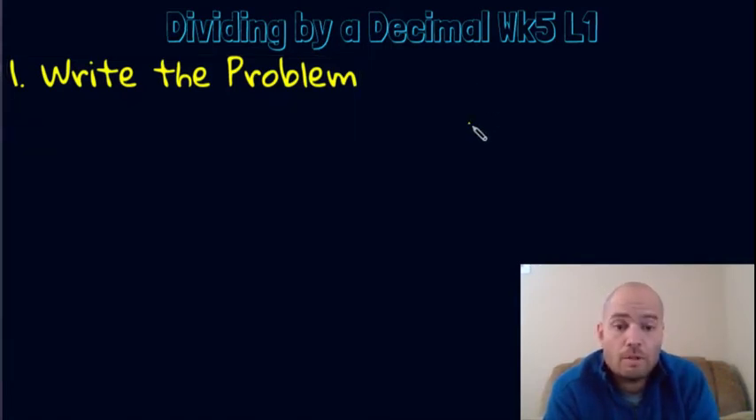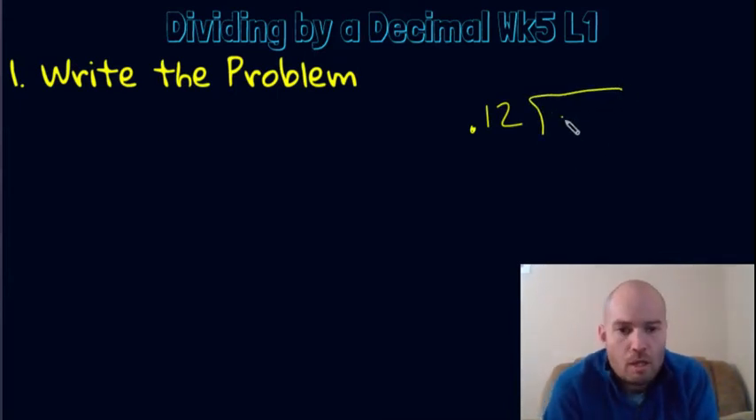Today we're going to start with the problem 12 hundredths as our divisor, and our quotient is going to be 3 and 45 hundredths.